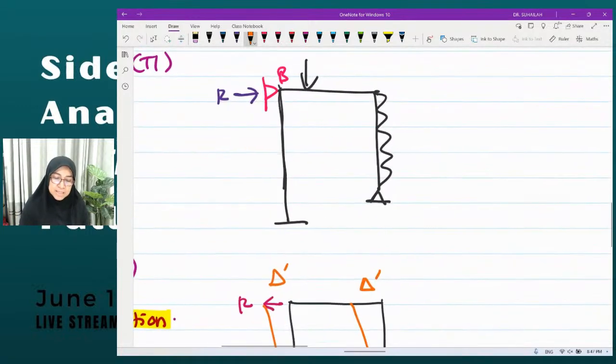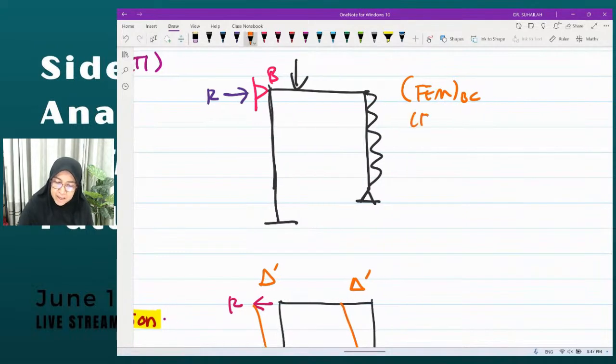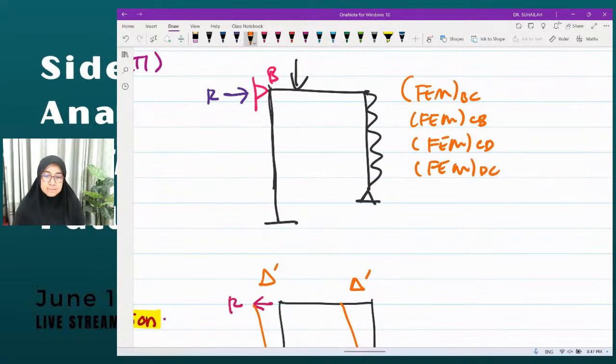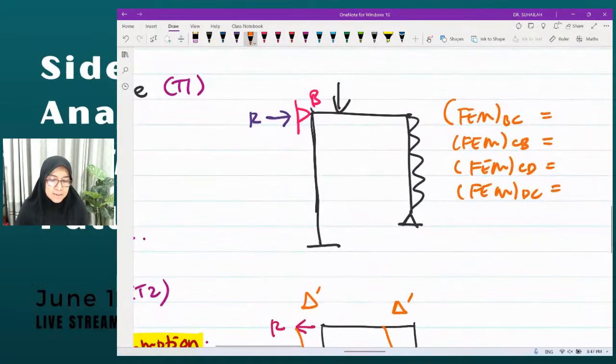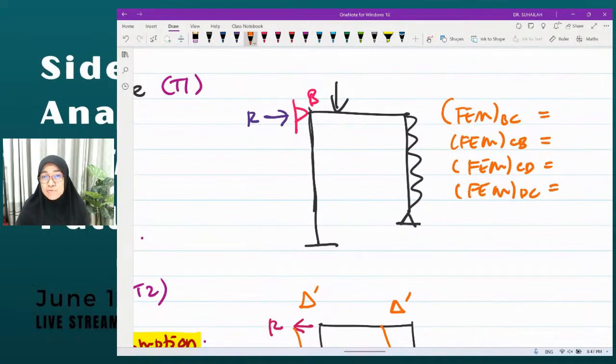Inside this diagram, we will get FEM for member BC, FEM for member CB, and then also FEM for member CD and FEM for member DC. So we have to calculate all these values. These four values are under table number 1, the no SIDESWAY frame analysis.